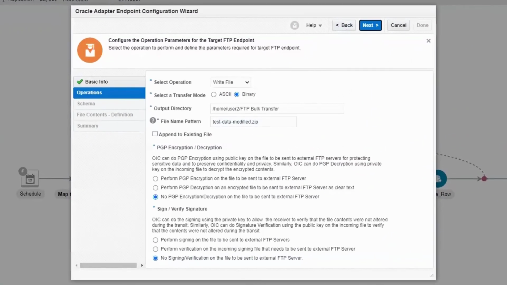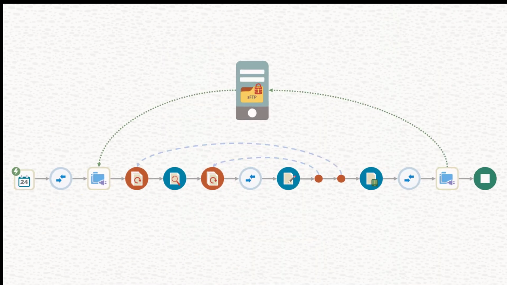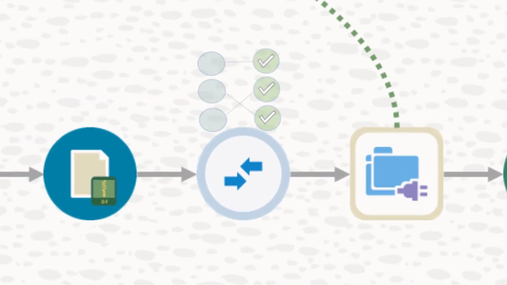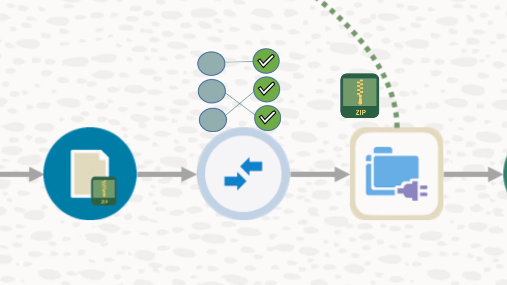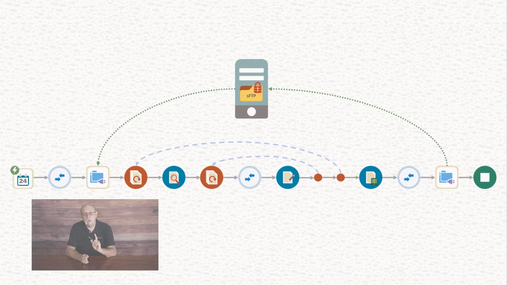So once again, we invoke the FTP adapter and provide the configuration details. This time we specify the write file operation, and we provide the directory path on the FTP server where the new file needs to be written. We finalize the integration by mapping the file reference of the newly created zip file to the file reference field of the FTP adapter. Now it knows which file to pick up and move. With that done, the integration is ready to activate.